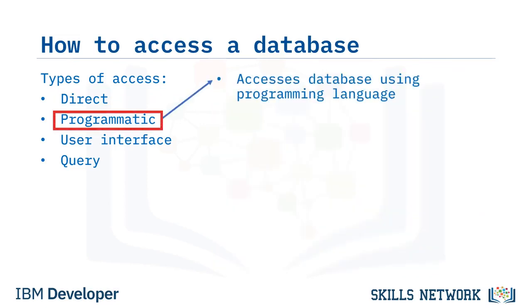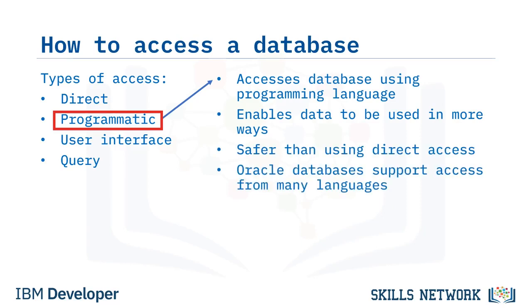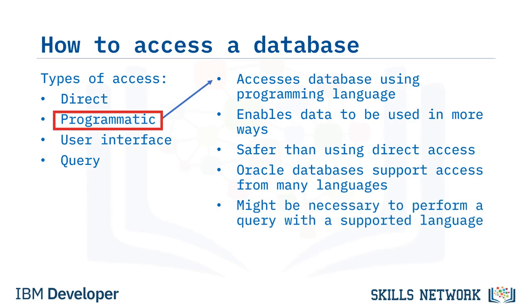Programmatic access uses a programming language to access a database that enables the data to be used in more ways. This type of access is safer than using direct access. Oracle databases support access from many languages, including Oracle PL/SQL, which combines a procedural language with SQL, Oracle JMS, a Java Application Programming Interface (API), Pro*C, C++, and others. Depending on the database and programming language, it might be necessary to perform a query using a supported language and then connect to the result with the language you prefer.